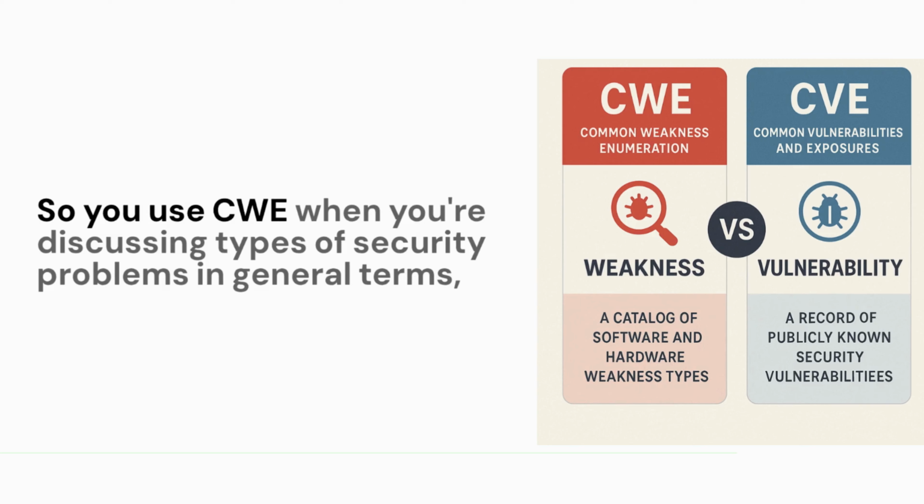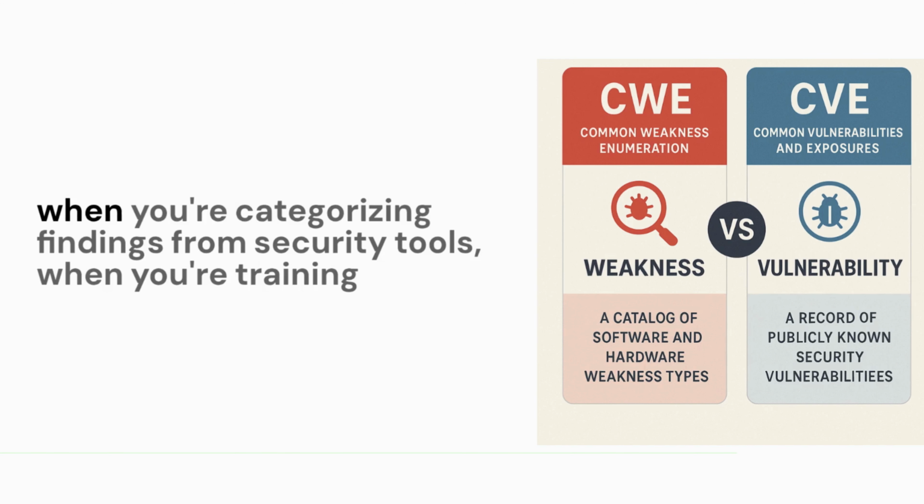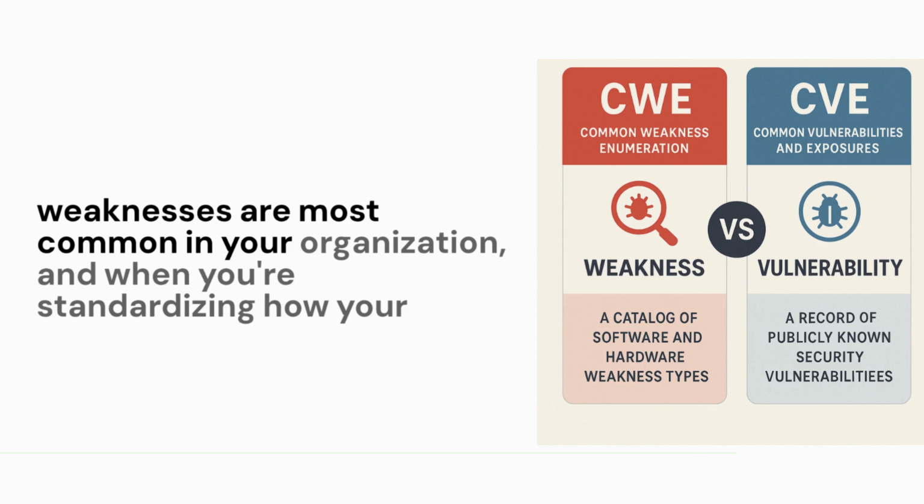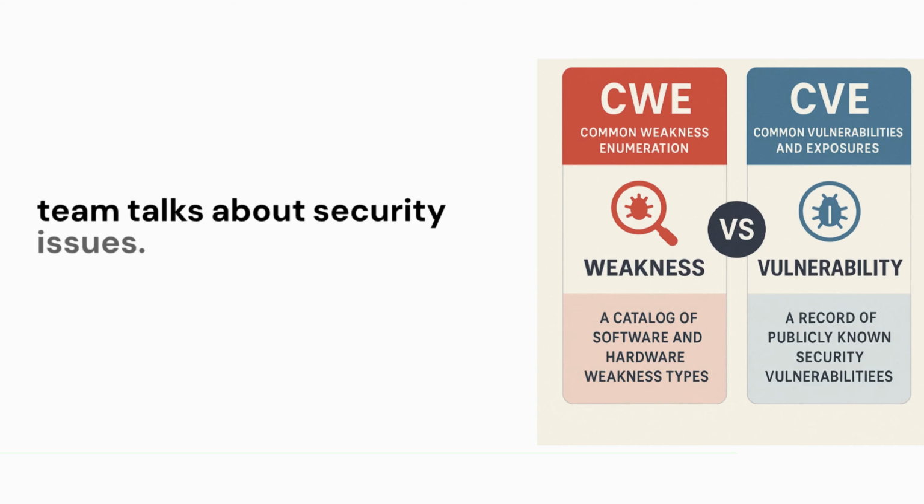So you use CWE when you're discussing types of security problems in general terms, when you're categorizing findings from security tools, when you're training developers on classes of vulnerabilities to avoid, when you're tracking what type of weaknesses are most common in your organization, and when you're standardizing how your team talks about security issues.